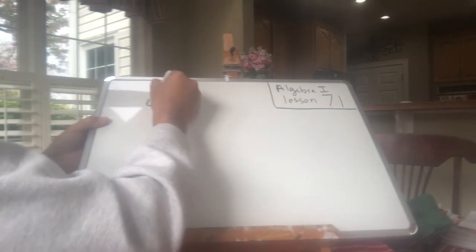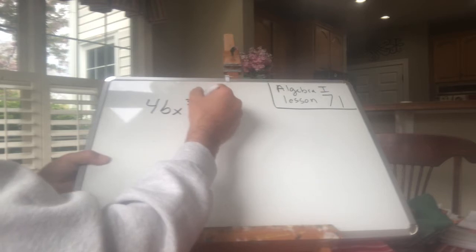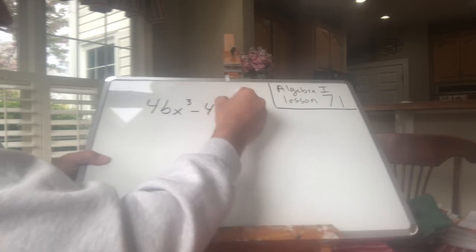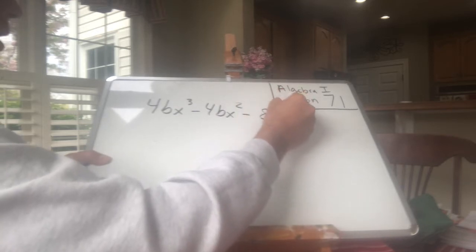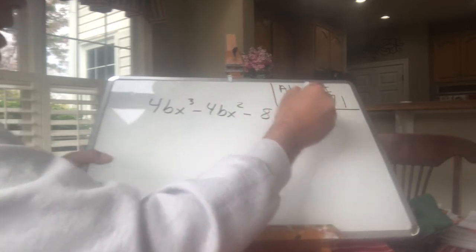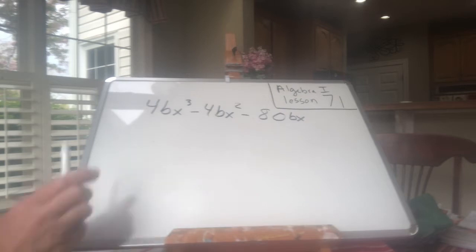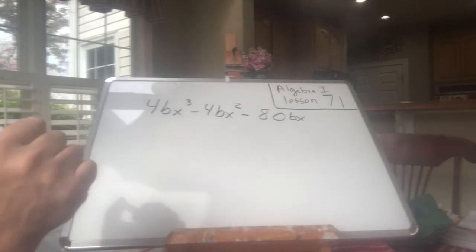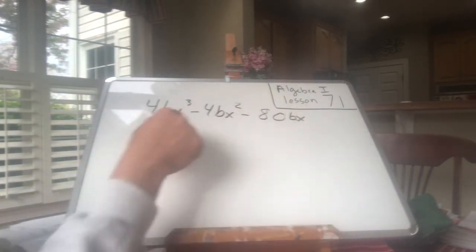Okay? Another example. We have 4bx to the third minus 4bx to the second minus 80bx. Okay, now we're going to find the common factor. So what is in all three of these? 4 obviously goes into 80. Okay, 4b is in every single one of them, right? Then there's only one b in every single one of them.